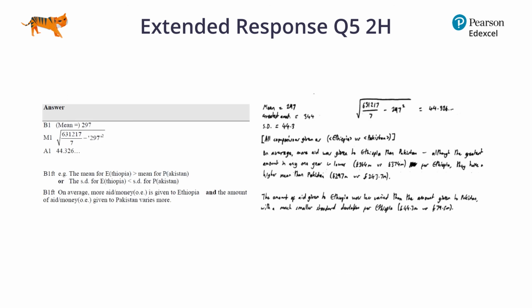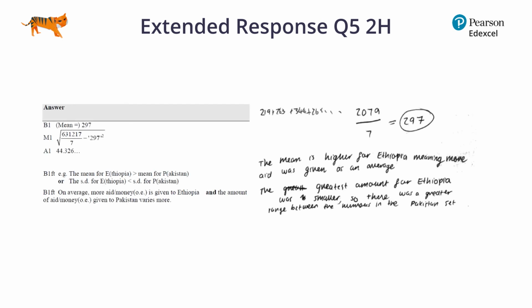This first response was awarded full marks. They have calculated the correct mean and standard deviation, gaining them the first 3 marks, and have given correct comparisons of both the means and standard deviations. Only 1 comparison was needed for the 4th mark.